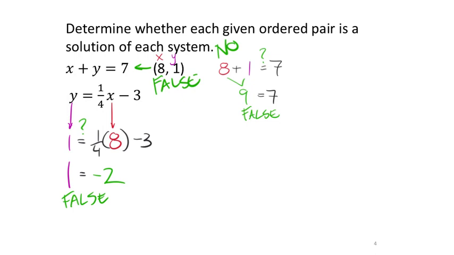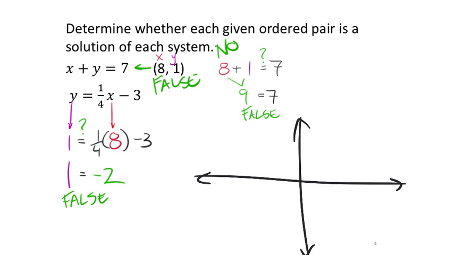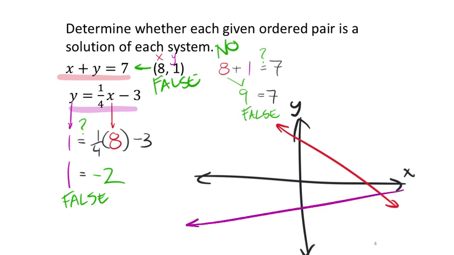Now again, to emphasize what we're looking at on that last one, if I were to graph these two lines, and again, I'm just kind of doing this offhand, you got your x and y axis. The first equation, which I will do in red right there, that's x + y = 7. It would have given us a line something like this. The second equation, 1/4 x - 3, I'll do this one in purple. Again, I'm just doing this offhand, but we would have had something maybe like this, okay?